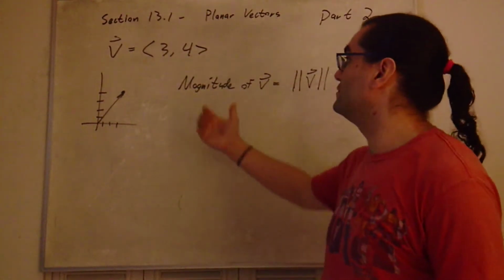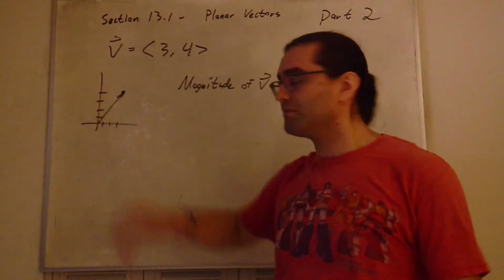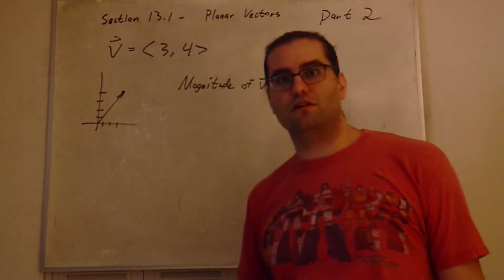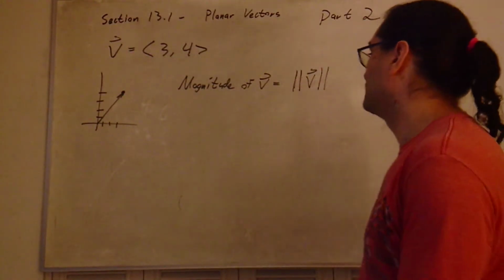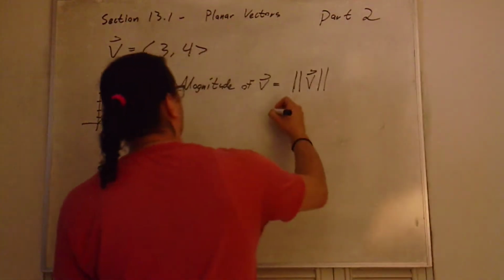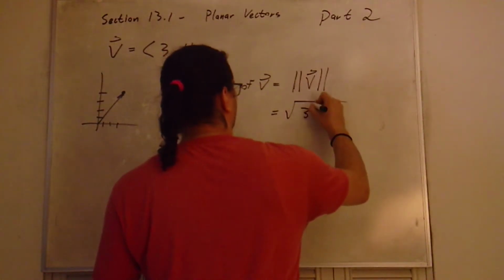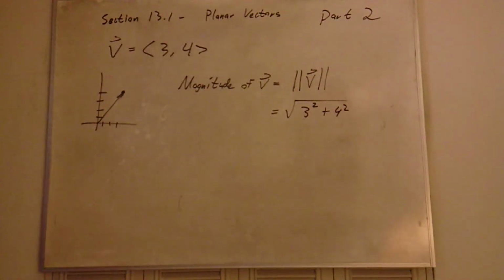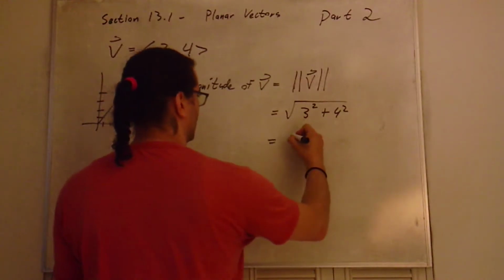The magnitude of a vector is its distance, its size. And we're going to find it in the exact same way that we found the absolute value of complex points on the complex plane. We're just going to use the Pythagorean theorem. The square root of 3 squared plus 4 squared. And that's it. So in this case you get 5.